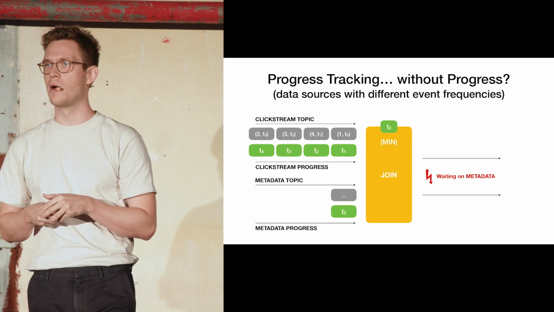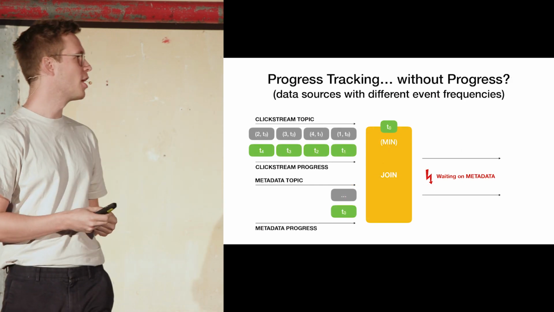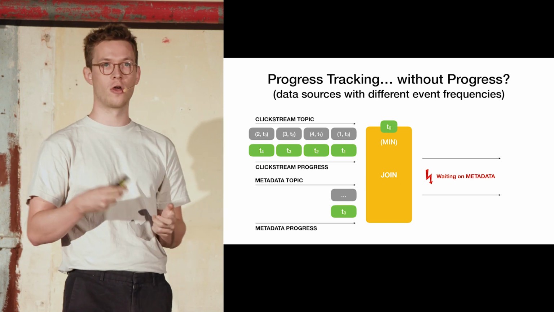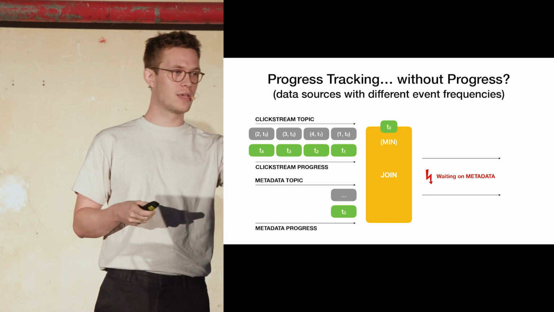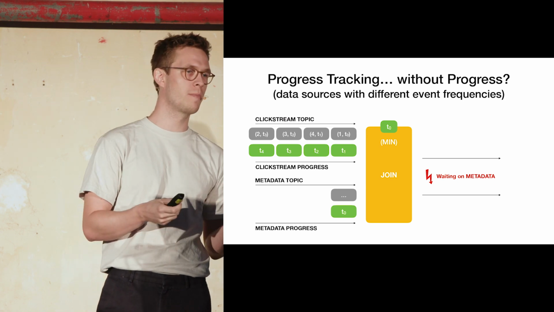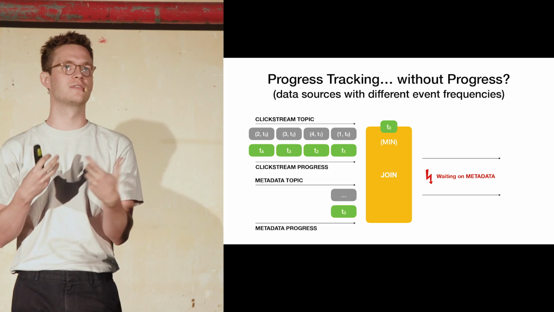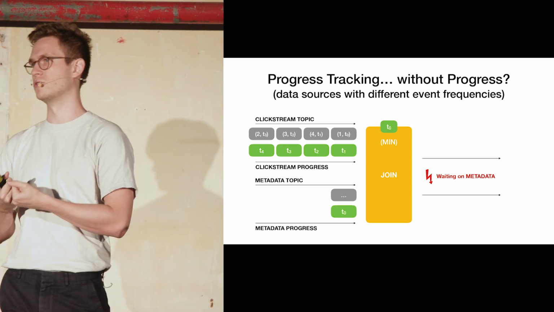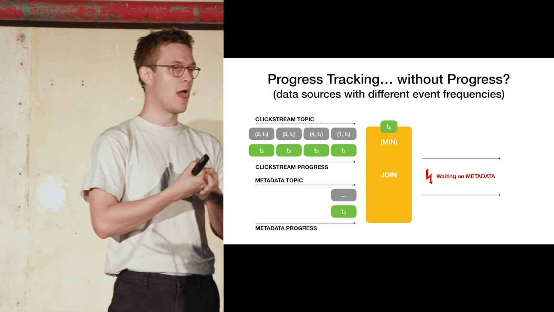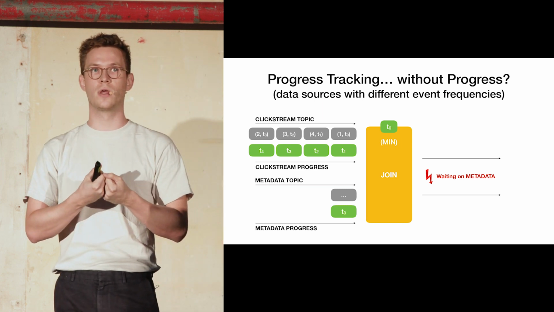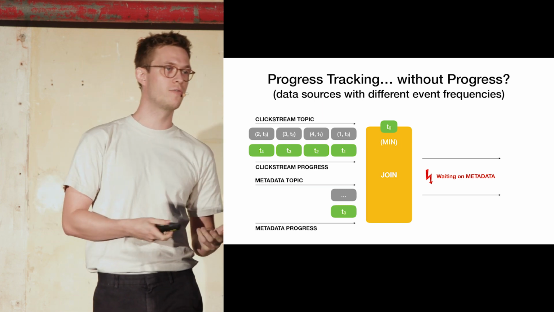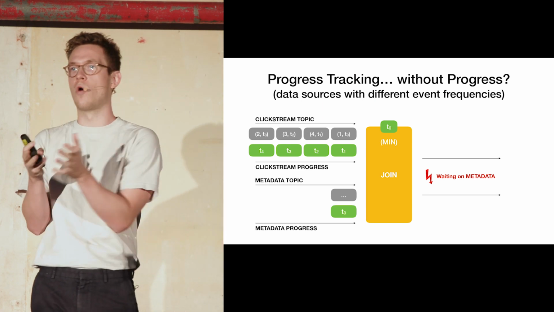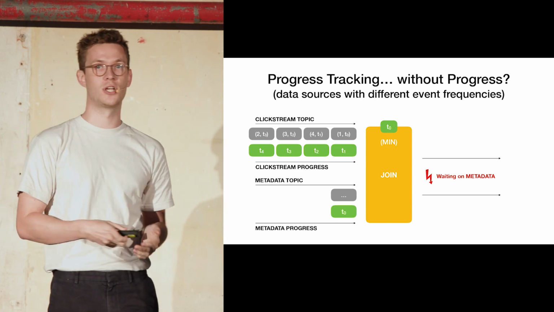Returning to our Kafka example, this very basic operator is cool, but we need more complex operators, for example, join operators. So in this case, we're using a clickstream topic and a metadata topic holding some kind of configuration that we want to join to this clickstream topic for downstream analysis. And an issue that arises here is that we're seeing streams with very different event frequencies. So our metadata topic only has one config right now, and this never changes.